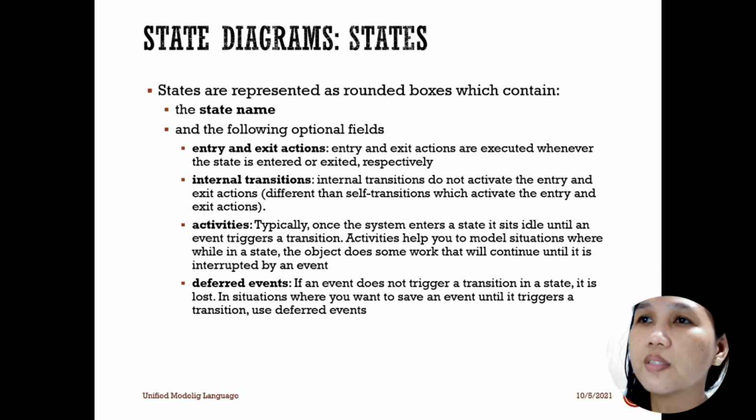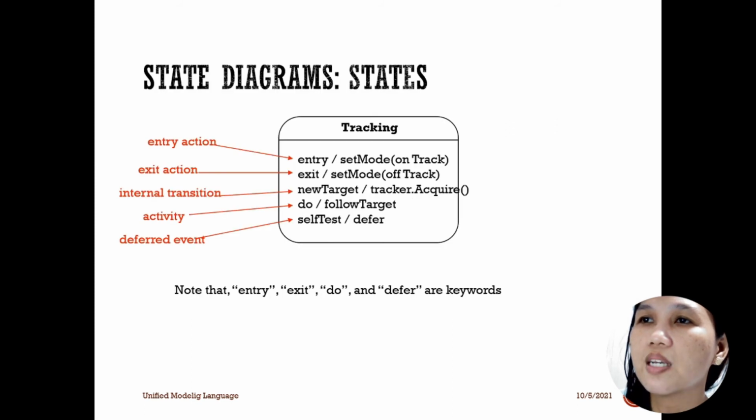In state diagrams, states are represented as rounded boxes which contain the state name. The following are optional fields: the entry and exit actions, the internal transition, the activity, and the deferred event. So here is an example of a state diagram. We have the tracking state, with an entry action, an exit action, internal transitions, which are the new targets, activities to do, and then the deferred event, a self-transition or slash defer. Note that entry, exit, do, and defer are just keywords.